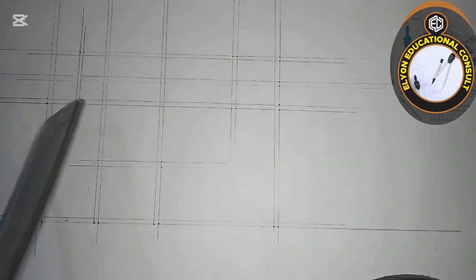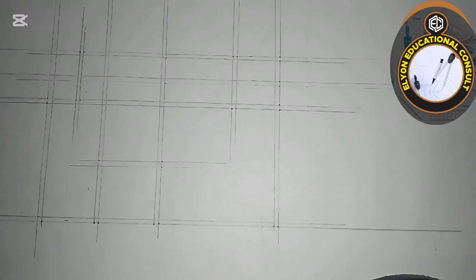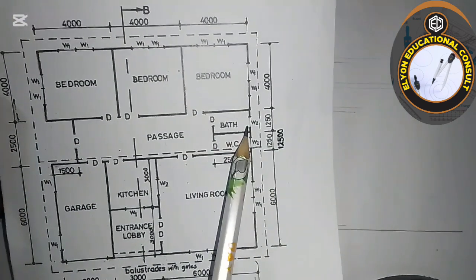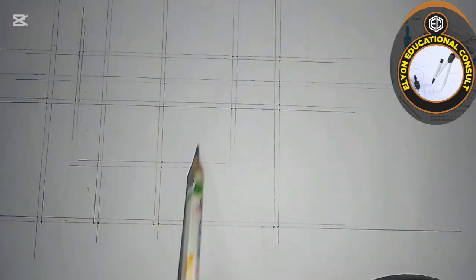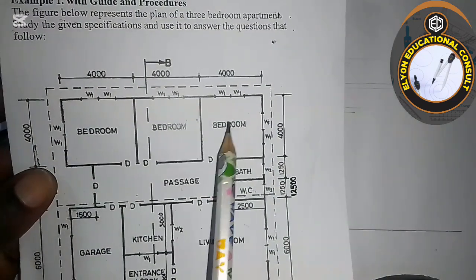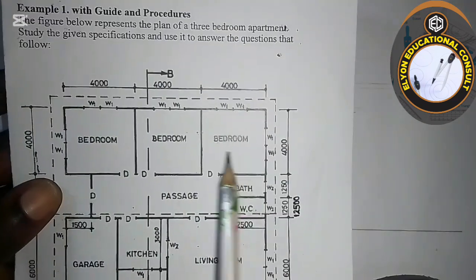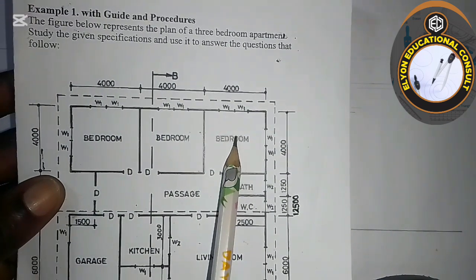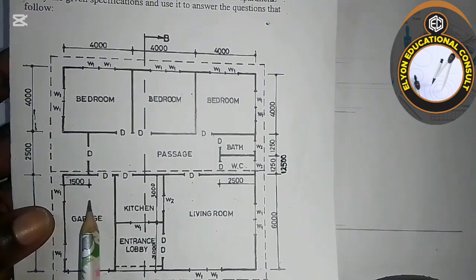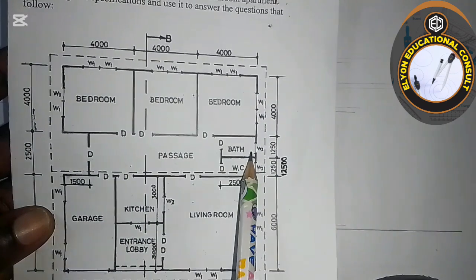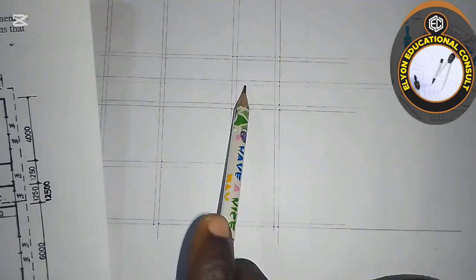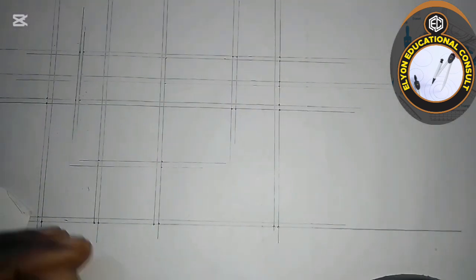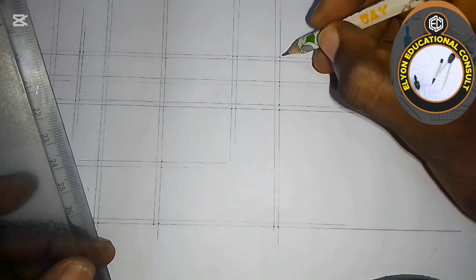Alright, so we have done this part now. Don't worry, I'm going to remove excess construction line later. So let's go to this third layer. You can see the floor plan is in layers. This is the first layer, the second one, and we are here now. So alright, so we have this now from this part here.